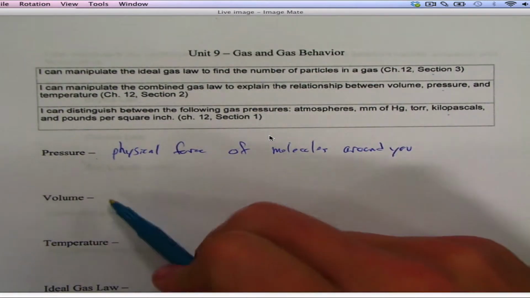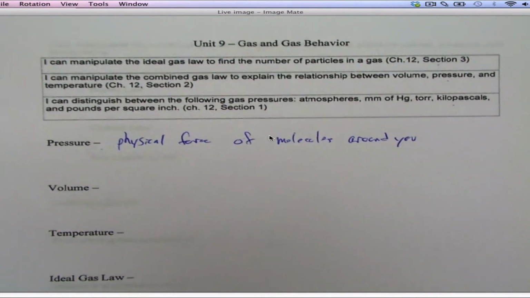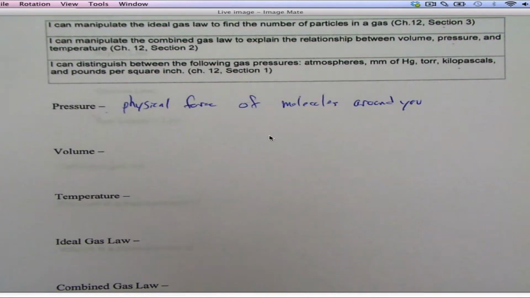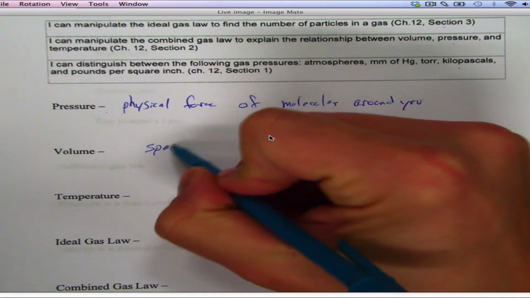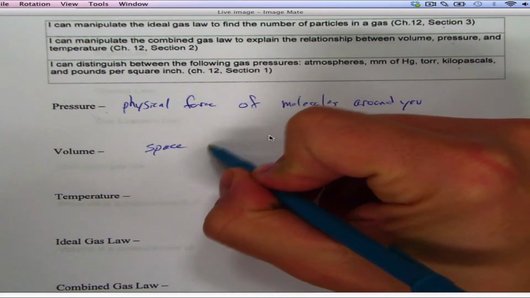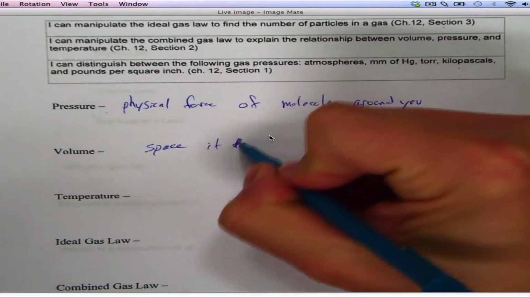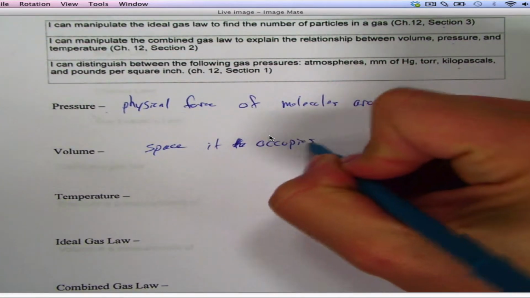All right. Volume is basically an area. So basically, it's a physical, three-dimensional measurement of the area that something takes up. And area would probably be a bad word because area is only two-dimensional. So volume would be like the cubic centimeters, a three-dimensional area of a space that the gases will occupy. All right. So this is the space it occupies.